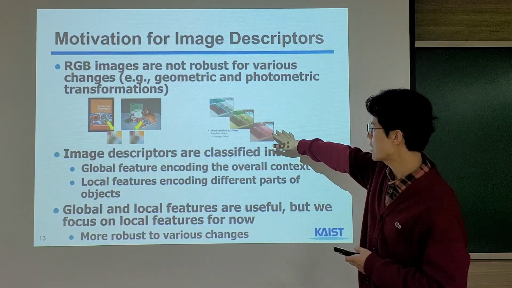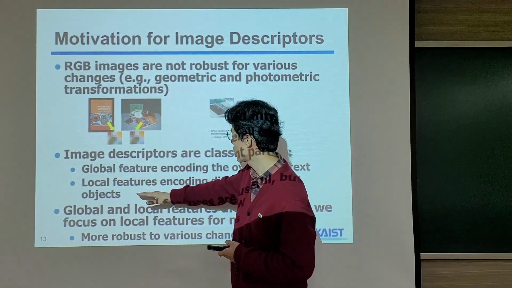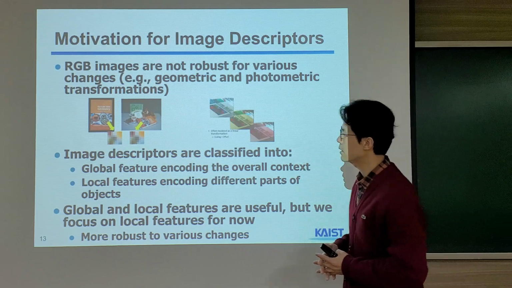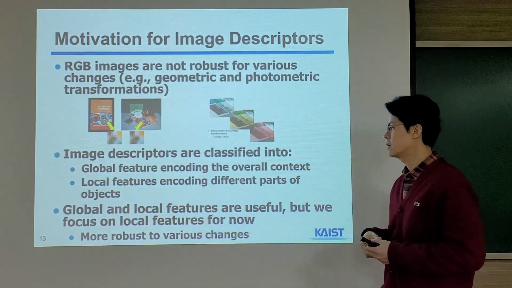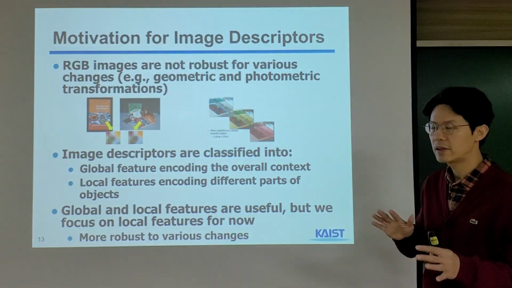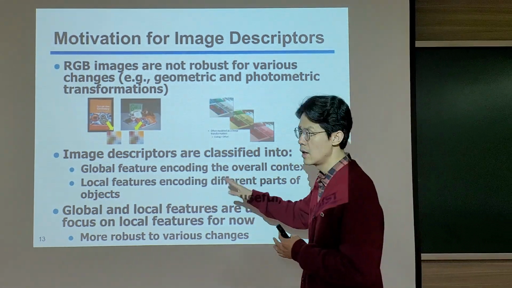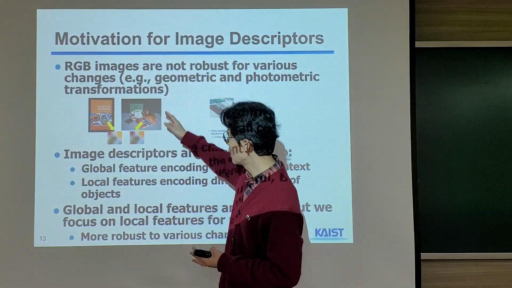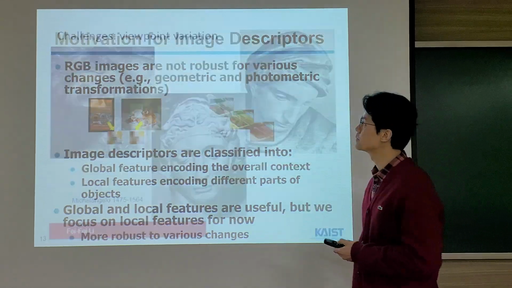And these descriptors are classified into two types. One is the global feature, another one is the local feature. Global features typically encode the overall context of the image. On the other hand, we can also extract many local features that encode different parts of the object. Basically, global and local features complement each other and are both useful. But for now, we focus on local features, since we typically extract many local features around the image, and then we can achieve more robustness to the various changes.